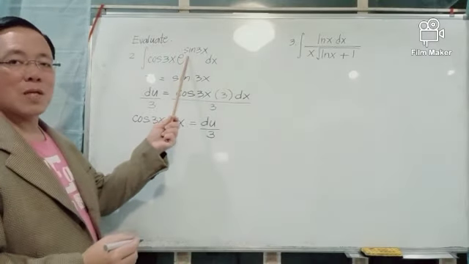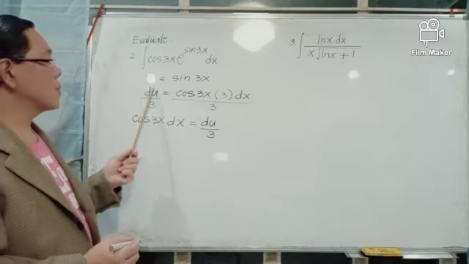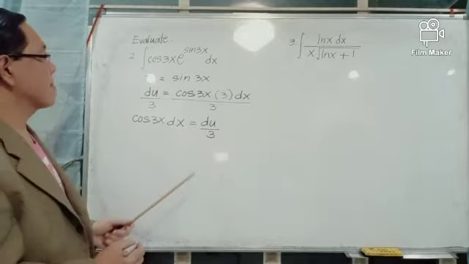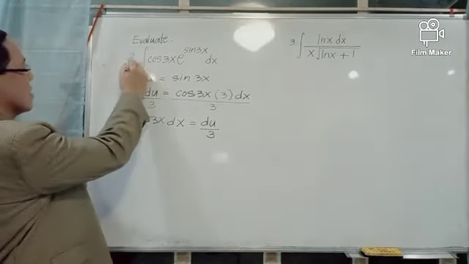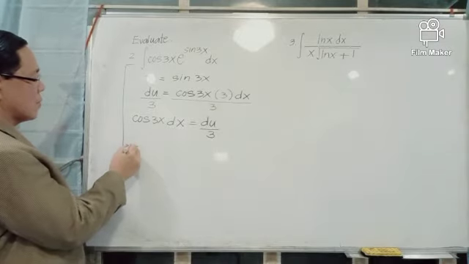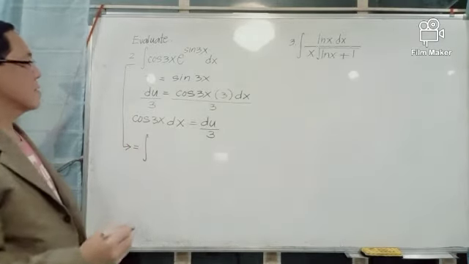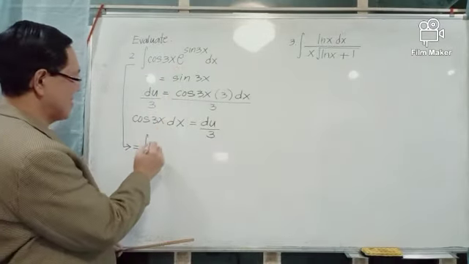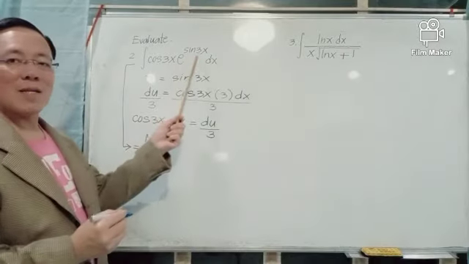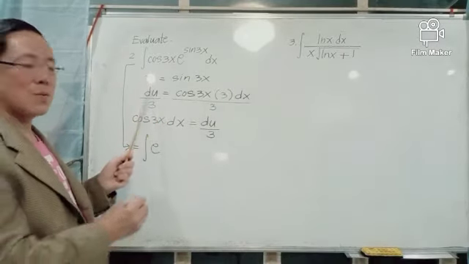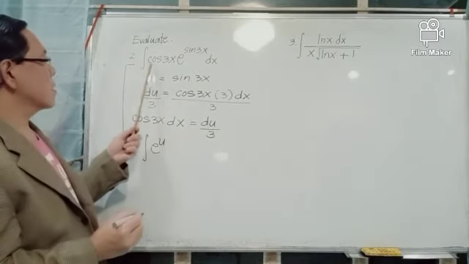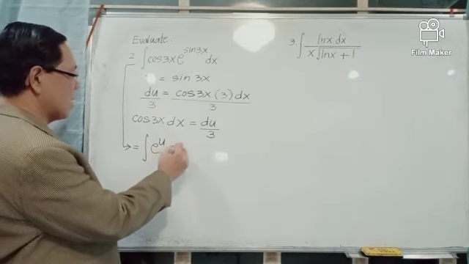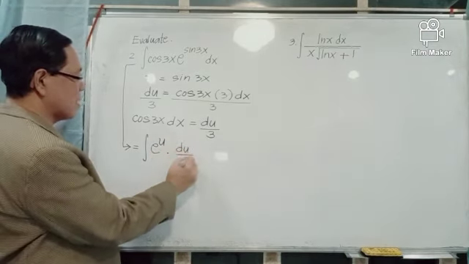We now substitute 3x with u, and cosine 3x multiplied by dx we replace by du over 3. Hence, the given integral is now equal to the integral of e to the power sine 3x. Sine 3x is u. Cosine 3x multiplied by dx is du over 3. Multiplied by du over 3.